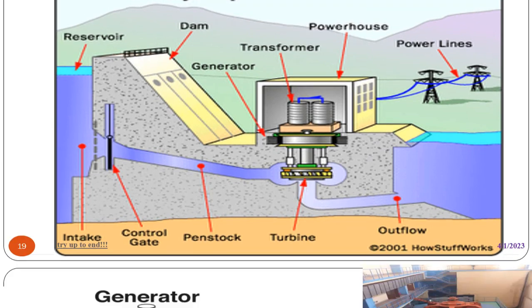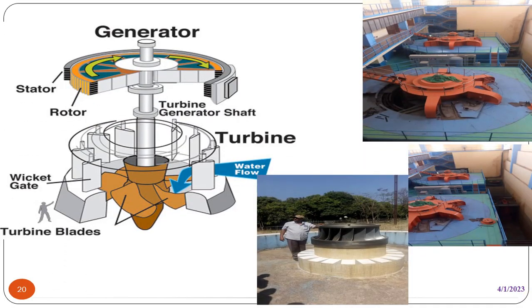The structure of a power plant. And this is the generator. This is the generator in Sabaito. Look, this one. And this is the turbine, this one. This turbine is practically like this. Then the wicket gates, this one. This wicket gate is this one. And there is a turbine blade.